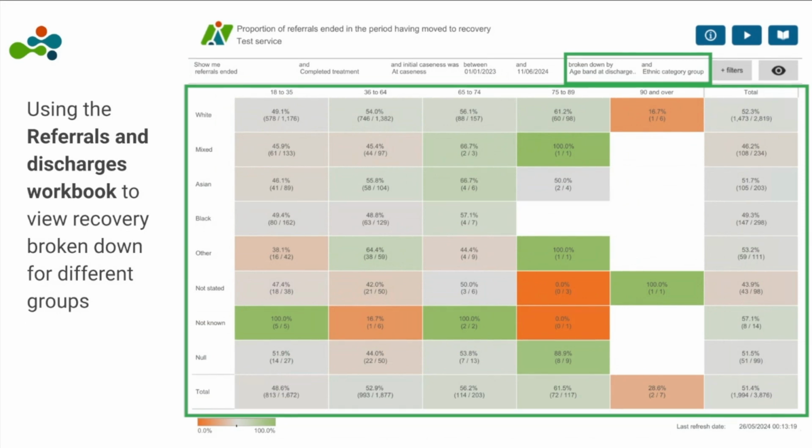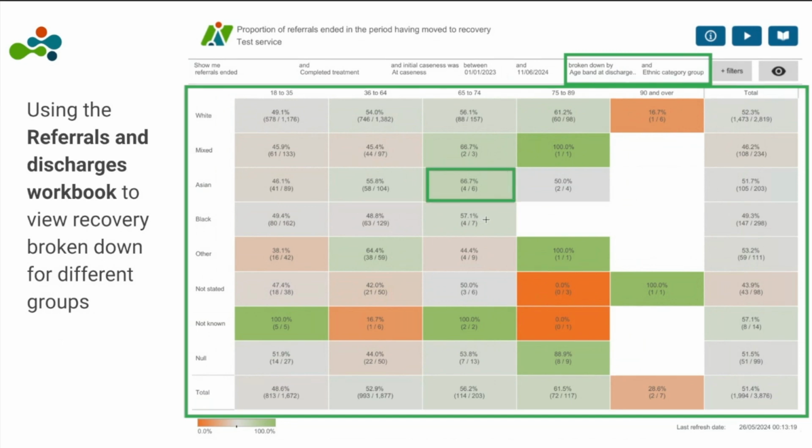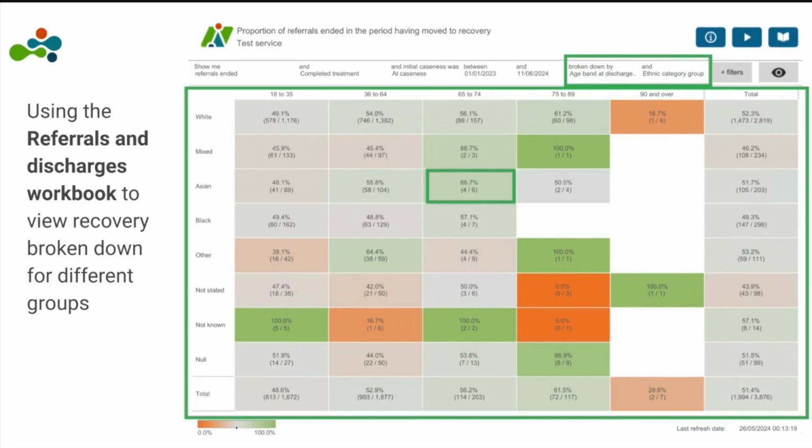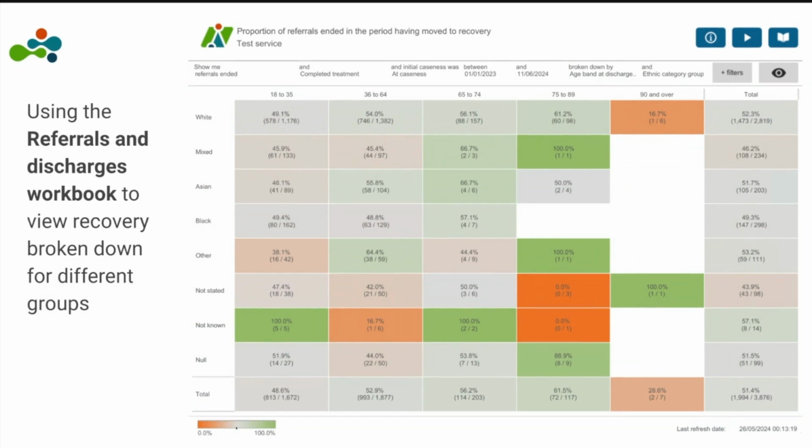So if we want to see the recovery rate for Asian patients who are between 65 and 74, we've got that here. Again, it's dummy data, so there isn't actually much data in there, but with a much larger data set like you'll have at your disposal, this could be really useful. And obviously you can explore which different characteristics are available via the drop downs to investigate what you need to investigate.